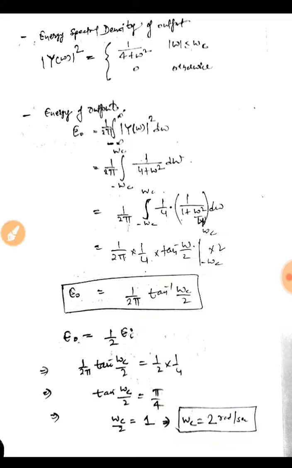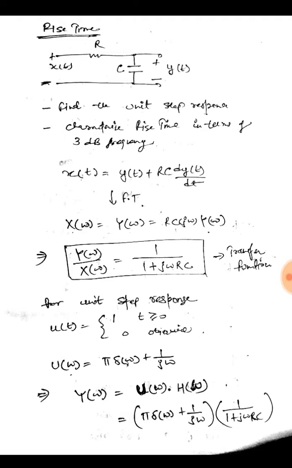Now we have to calculate the rise time or the time constant of a low pass filter. It can be drawn like this. This is an RC low pass filter. Input is x(t) and output is y(t). If I take x(t) as a unit step function, let's see how we can calculate.